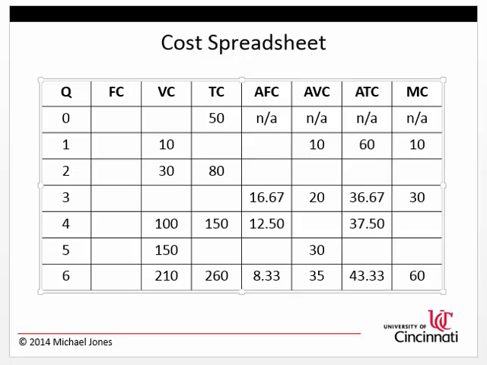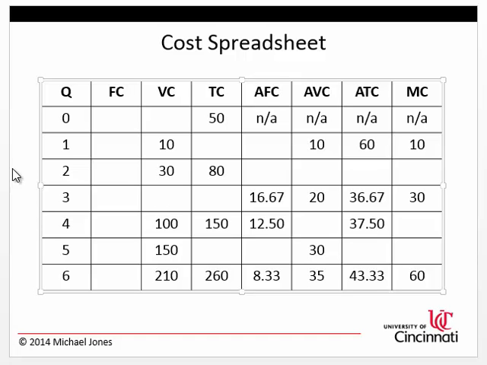In this video, I'm going to solve for cost identities based on missing information from other various cost identities. If you look at the spreadsheet along the top, you'll see quantity as Q, fixed cost as FC, variable costs as VC, total cost as TC, and then columns for average fixed cost, average variable cost, average total cost, and marginal cost. So let's start by filling in the fixed cost column.